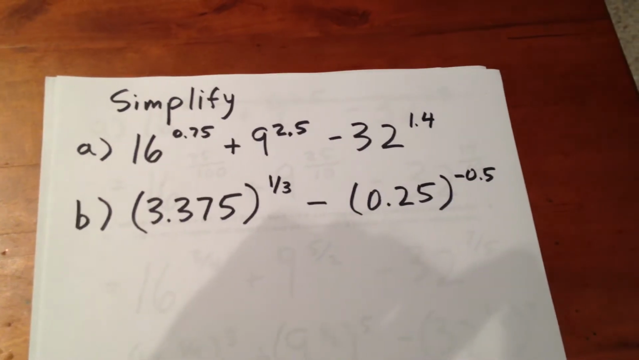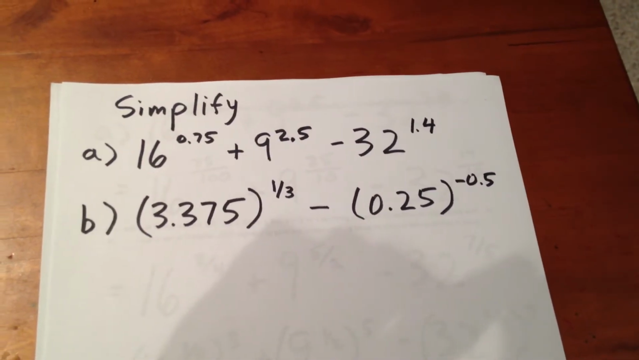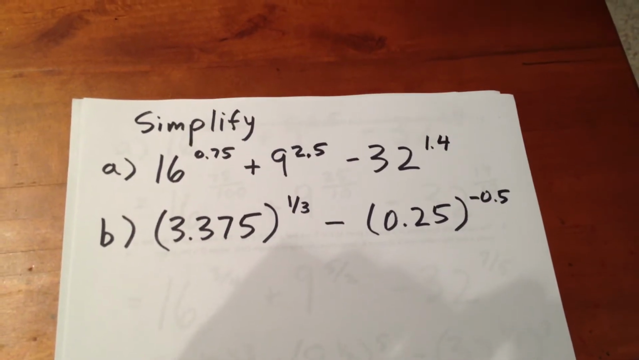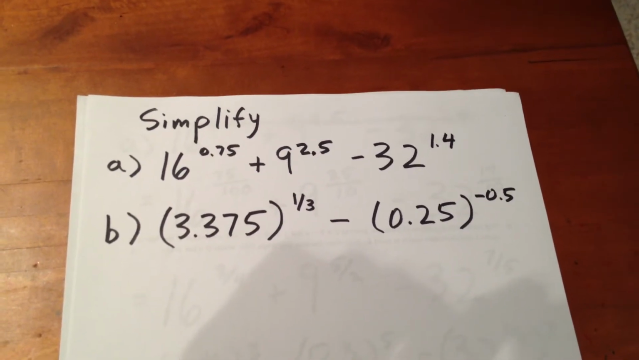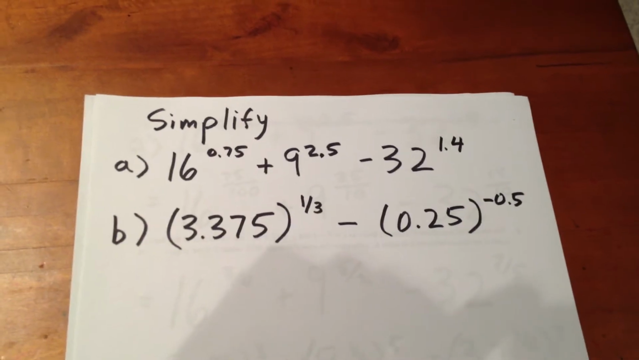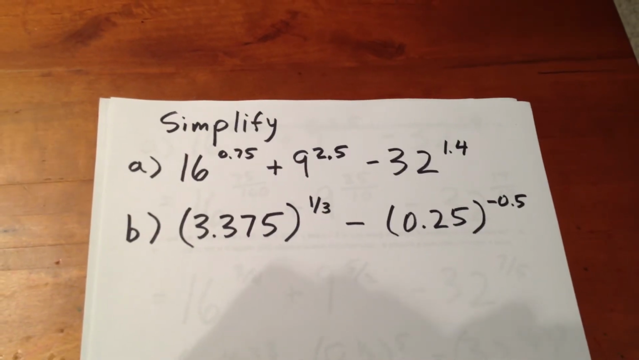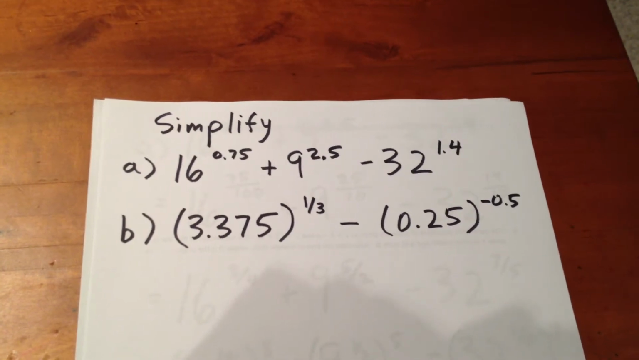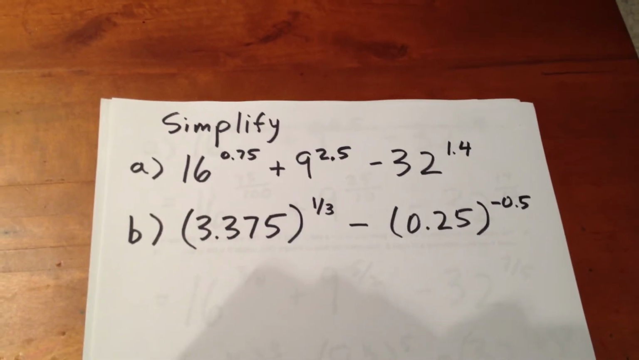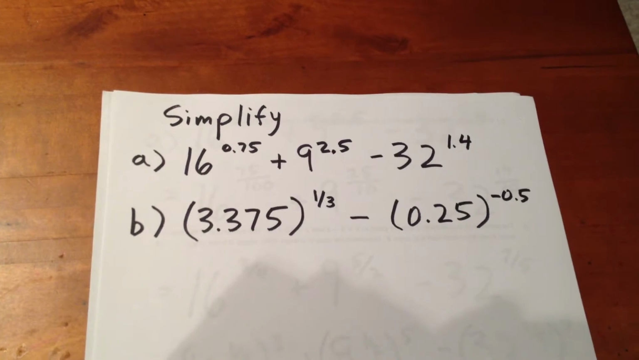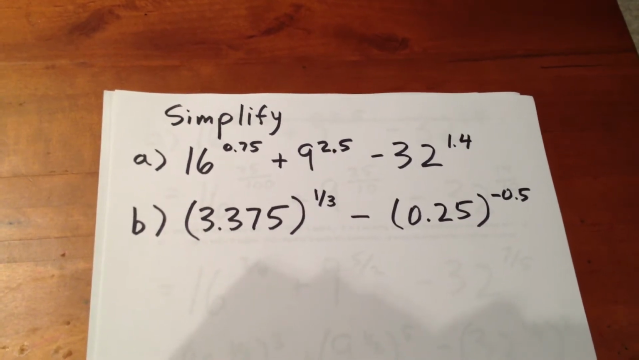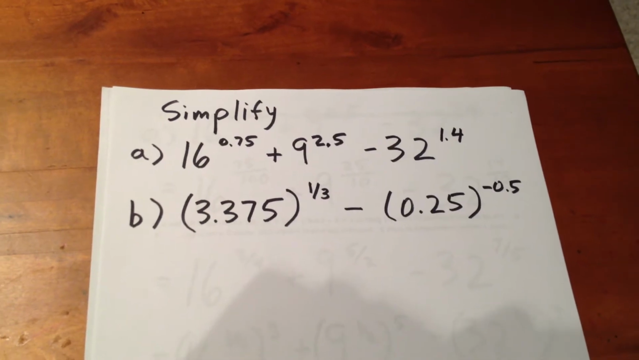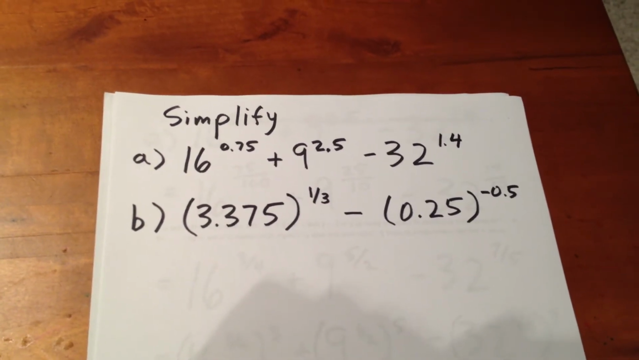On first glance, these questions look like they might need a calculator, but we actually don't need that if we remember that we can convert decimals to fractions. The exponent 0.75 can be thought of as 75 over 100, which reduces to 3/4. 2.5 is 25 over 10, which reduces to 5/2. 1.4 is 14 over 10, which reduces to 7/5.